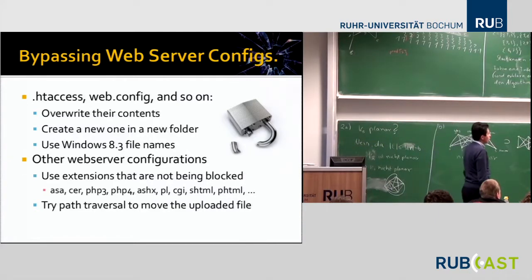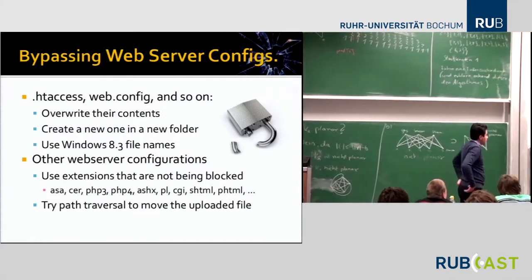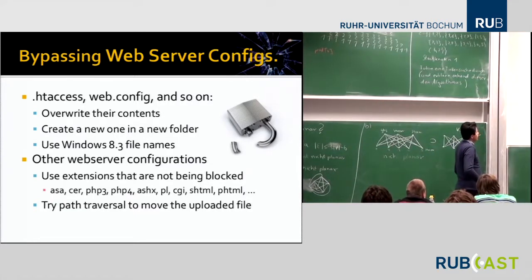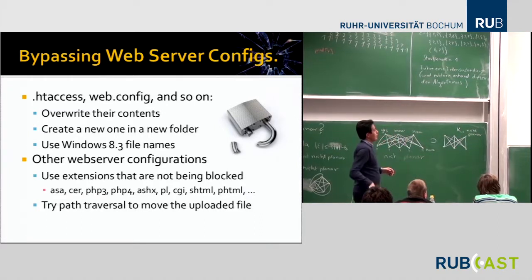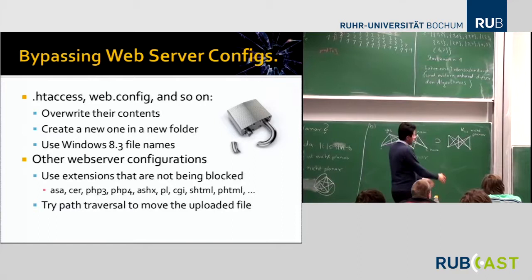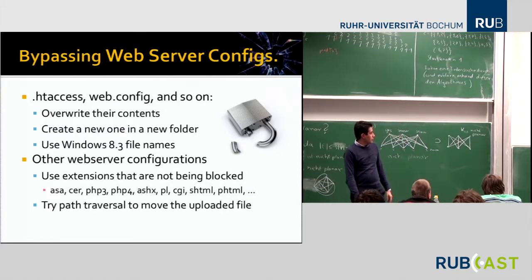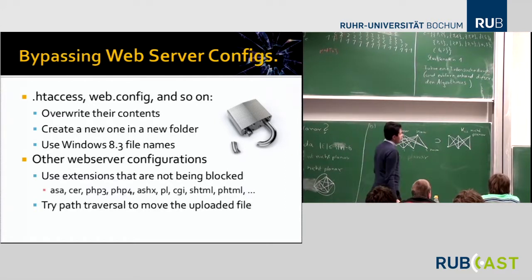You may think, okay, all of the web applications are secure and all of the extensions, for example, are being blocked. But for example, the ASP extension can be blocked, but ASA is the same thing in IIS. PHP1, PHP2, PHP3, anything like that can be run as PHP sometimes. Or, for example, how do you know if PHTML is allowed or not on the server? You have to try these things. You may be able to bypass that.